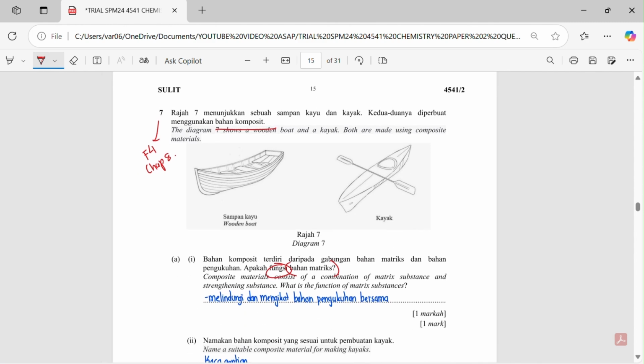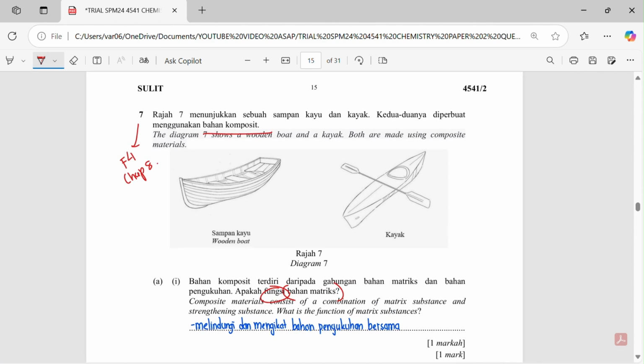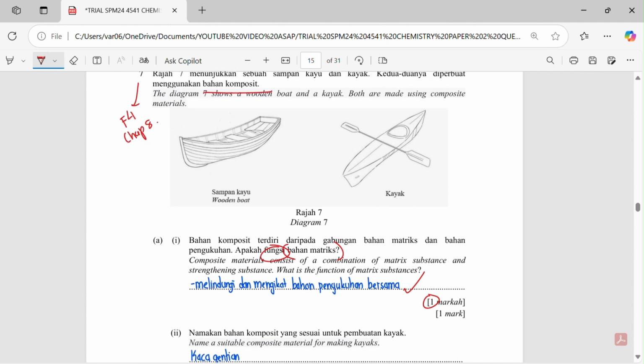Right? It's similar to the definition question, you must refer back to your textbook. Alright? Okay. Nyatakan bahan komposit yang sesuai untuk pembuatan kayak. Bahan komposit.